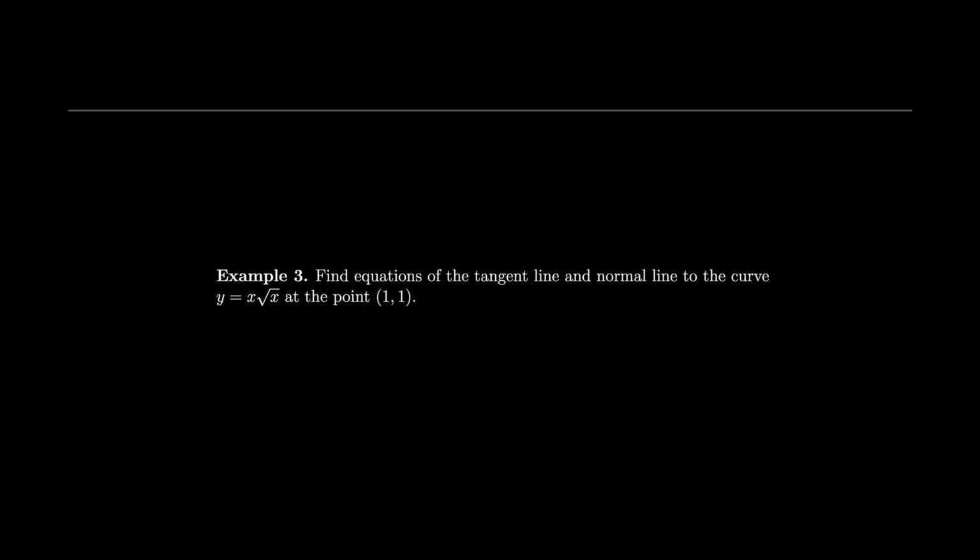Alright, let's find equations of the tangent line and normal line to the curve y equals x square root of x at the point 1, 1. Okay, remember that finding the equation of the tangent line relies on finding the slope of the tangent line, which is equal to the derivative.